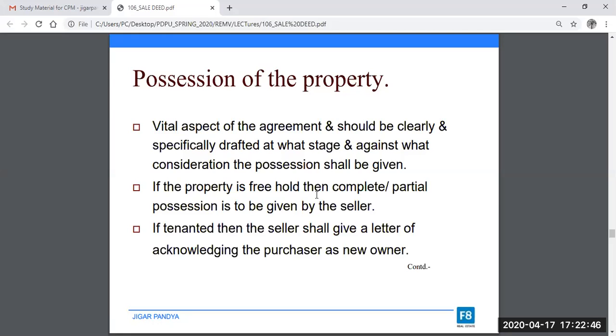If the property is freehold, then complete and peaceful possession is to be given by the seller. If tenanted, that is, if there is a lease, then the seller shall give a letter acknowledging the purchaser as the new owner. Whoever is on the lease should be given a letter that now you have a new owner and your future rents would be payable to him. So those are some of the formalities when it comes to possession.